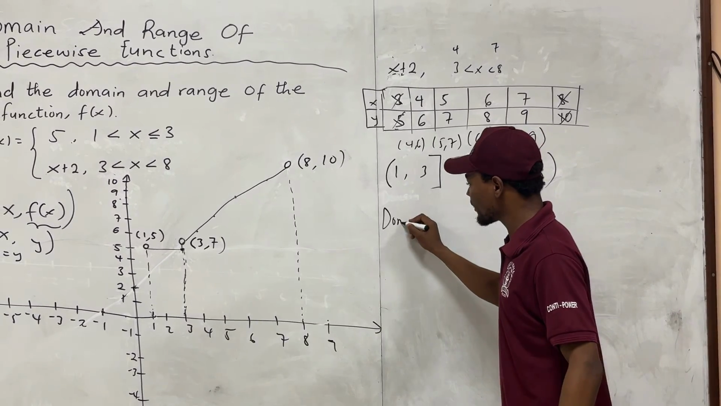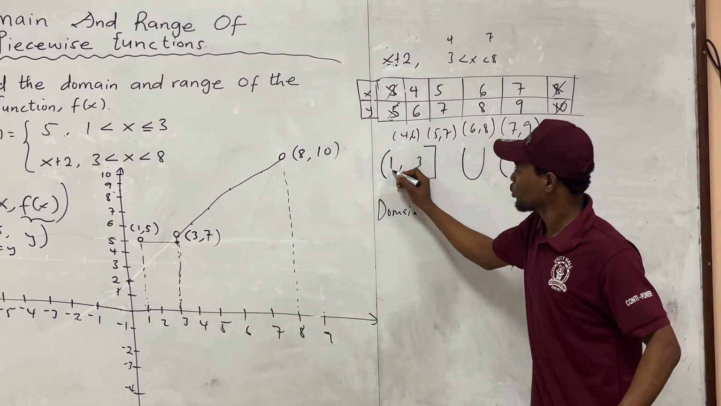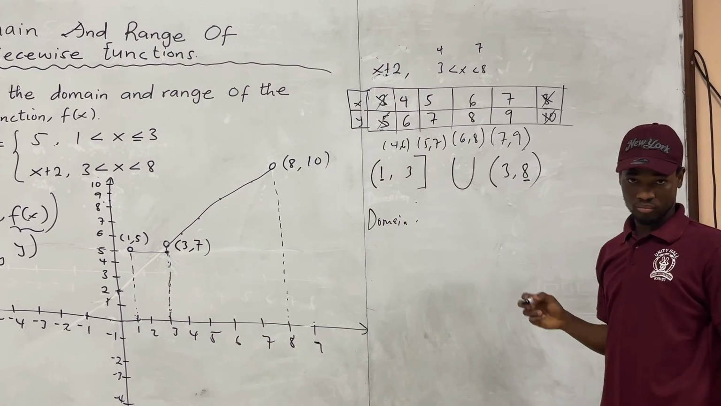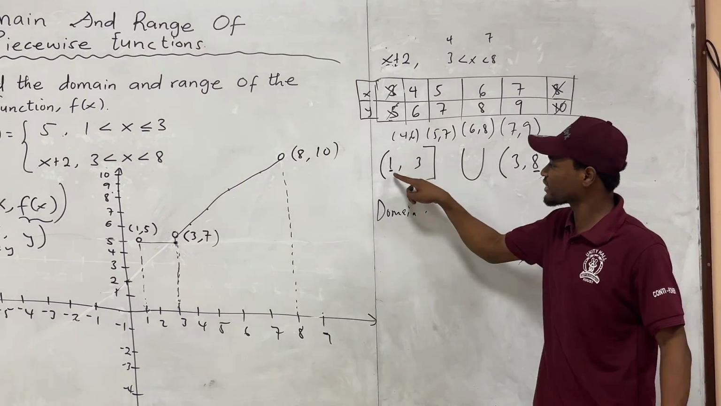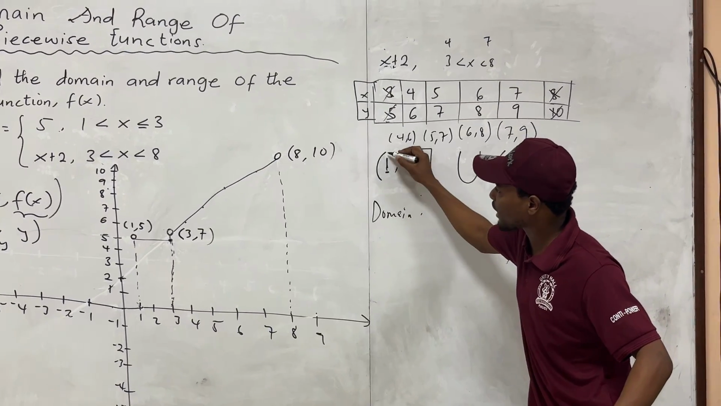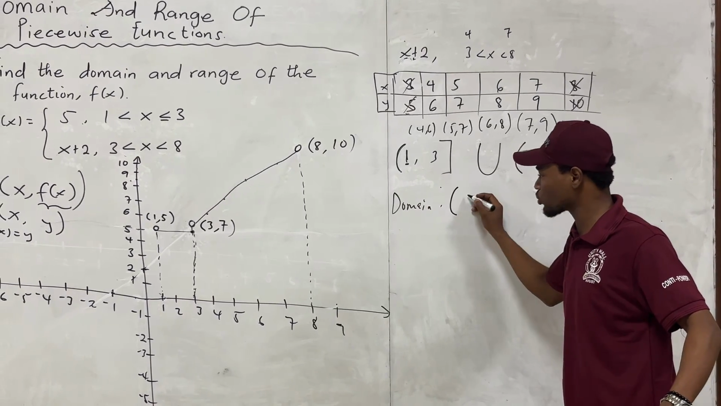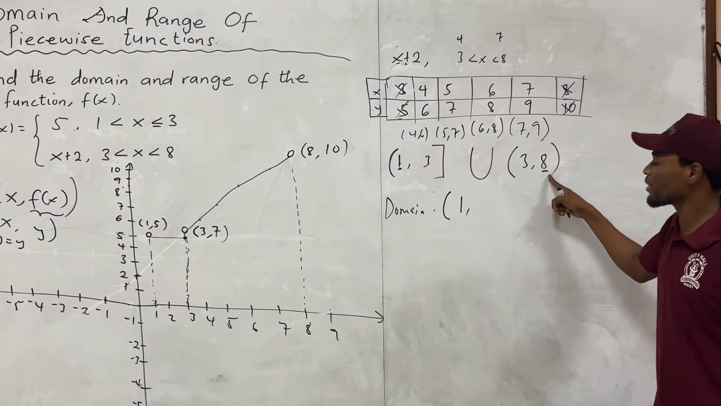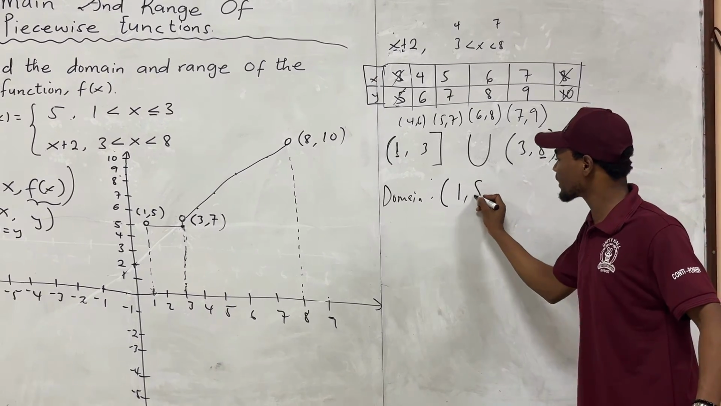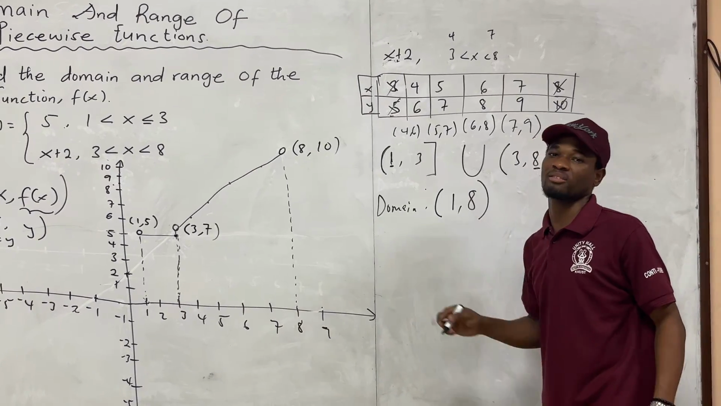So the domain, therefore, is this. You start from here, 1, then you end at this side. As simple as that. So this is the lowest value for the x coordinate, which is 1. So before you get to the 1, what's happening? It is open at 1. So I'll also open it at 1. Then when you come here, what happens? It is open at 8. Then you also open it at 8. Therefore, this is the domain of the function.